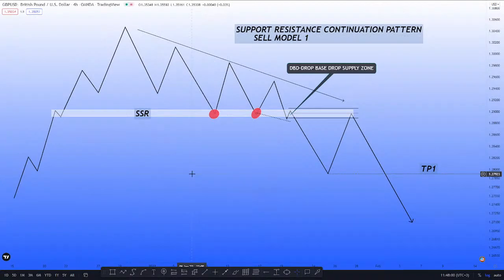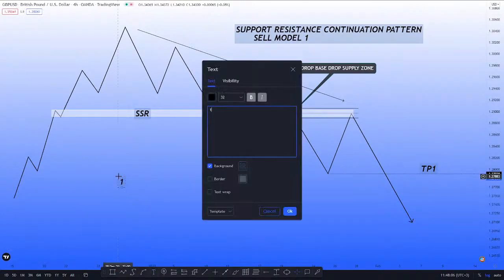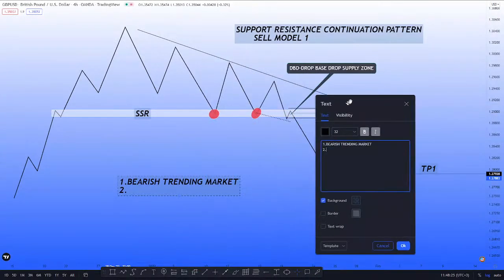So the characteristics, let's list them. Number one, a trading market, a bearish trading market. I hope my voice is clear because I'm in a noisy place. So a bearish market is the first thing to look at.